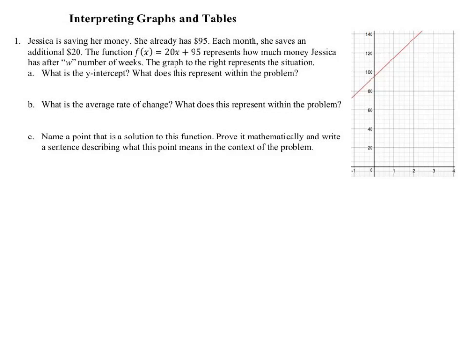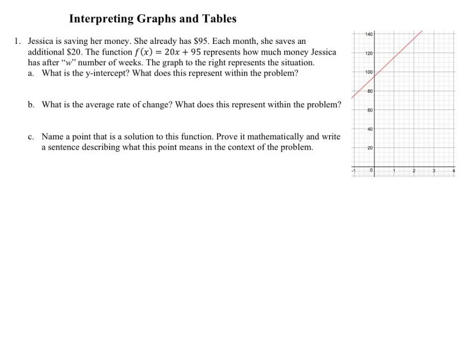Here we are going to talk about interpreting graphs and tables. Jessica is saving her money. She already has $95. Each month she saves an additional $20. The function f of x equals 20x plus 95 represents how much money Jessica has after W number of weeks. The graph to the right represents the situation.